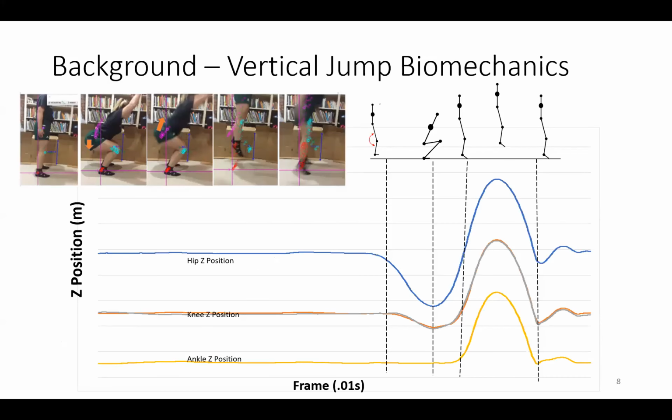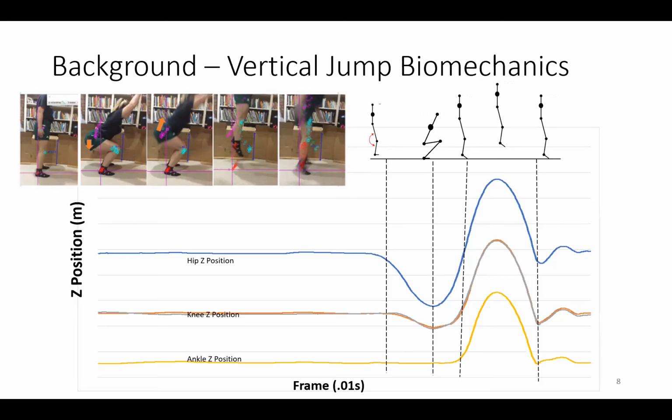So this is from data that we conducted in the motion lab. On the x-axis here we have frames in 1/100th of a second. On the y-axis we have z position in meters. So these 3 lines show the height throughout the vertical jump of your anatomical position. In yellow at the bottom, we have the ankle in the Z position. In red, above that, we have knee in the Z position. And then above that, in blue, we have hip in the Z position.